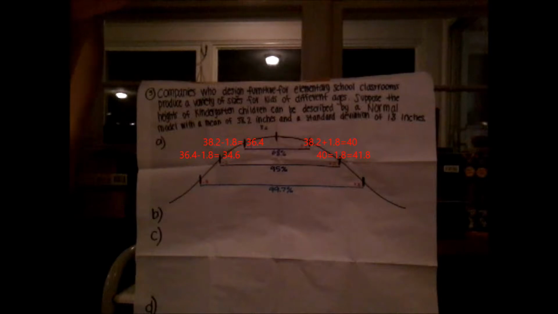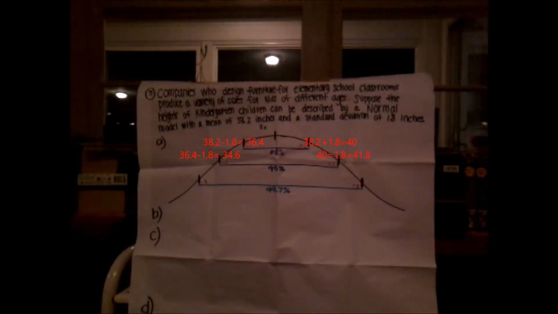If you were to figure out the range for 68%, you add and subtract the standard deviation from the mean. Then to get 95%, you add and subtract the standard deviation from the range you got for 68%, and so on for 99.7%. I guess that makes sense.